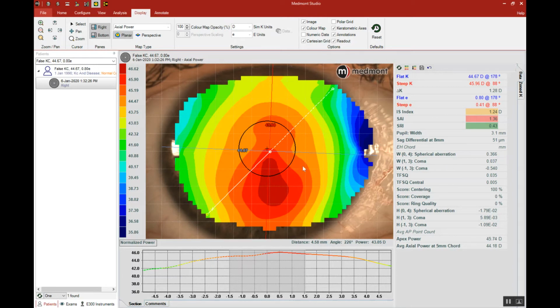The final index is the surface regularity index, and that is looking at how smooth the power distribution is within the pupil.